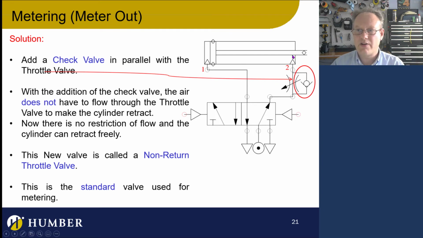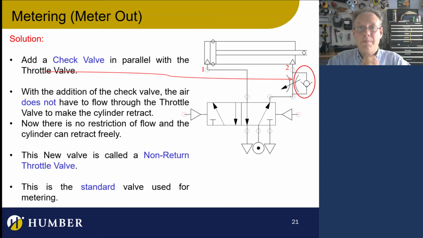So air's going to go here and it's going to go, okay, I'm seeing this check valve and actually there's a lot of resistance there. I cannot go through this. So I'm forced to go through this throttling valve. So it's forced to go through the throttling valve and it gets throttled and it slows the cylinder down in extension. And that's how non-return throttle valves work as a metering valve.